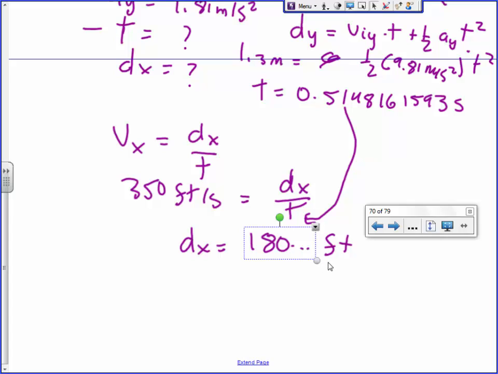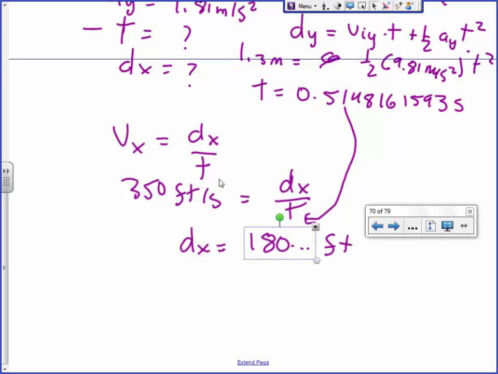The link, the bridge between these two things is time. Almost always is. I can't really think of an example off the top of my head right now where time is not the link. So you use one dimension to solve for time, and then that time is also the same in the other dimension.